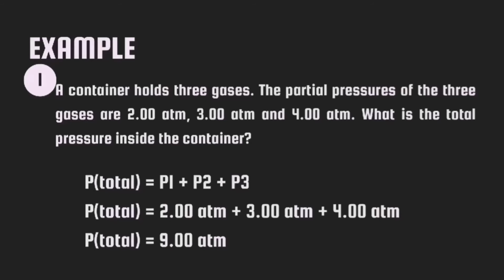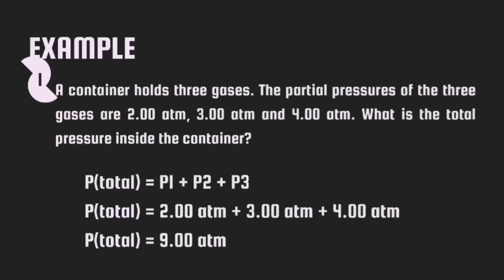For example, a container holds 3 gases. The partial pressures of the 3 gases are 2.00 atm, 3.00 atm, and 4.00 atm. What is the total pressure inside the container? The givens are pressure 1, 2.00 atm, pressure 2, 3.00 atm, and pressure 3, 4.00 atm. The required is to find the value of total pressure.